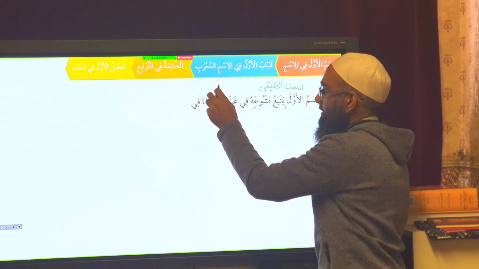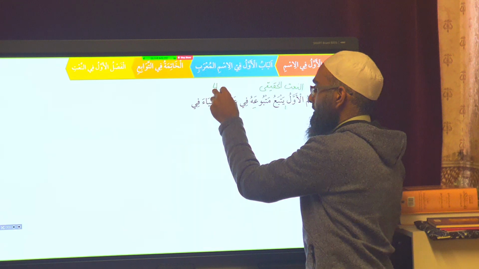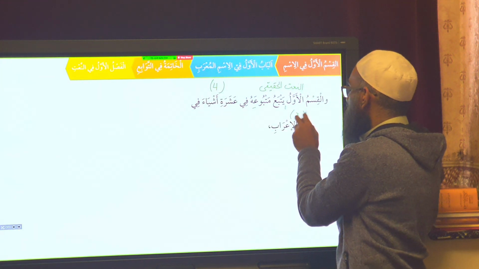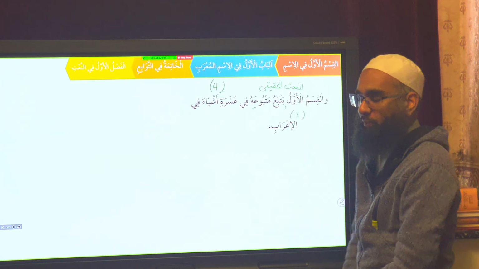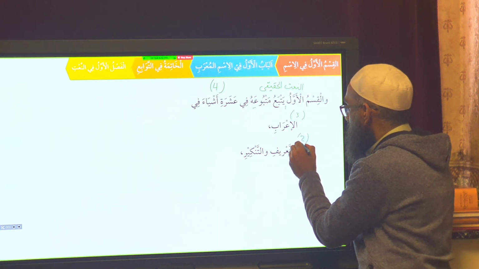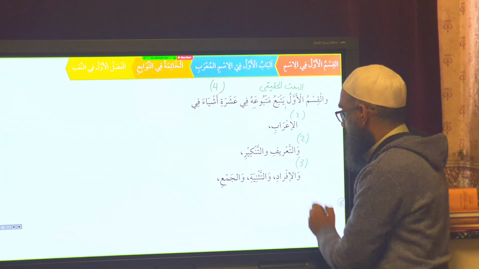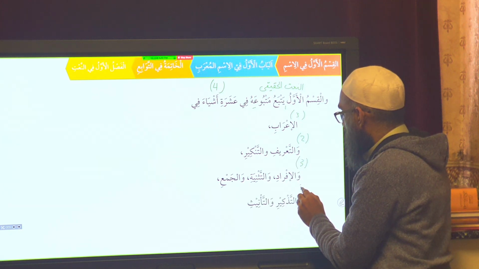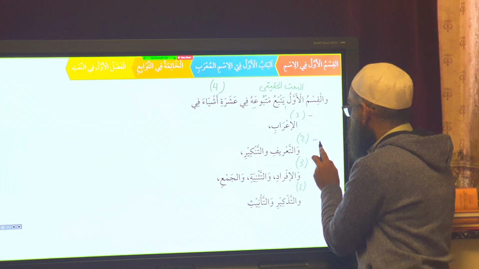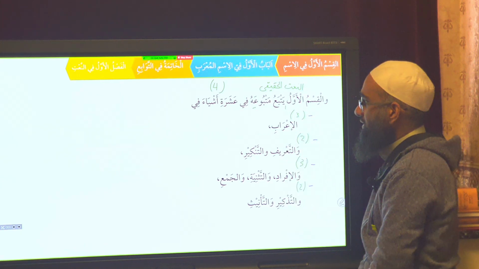Not in 10 things, but a total of 10 things have to be analyzed, and from there 4 things. Fil i'rab, that's 3. Meaning, in one of 3, that na'at will follow its matbu'. Wa ta'rif wa tankir, one of these 2. والإفراد والتثنية والجمع, one of these 3. والتذكير والتأنيث, in one of these. So altogether the 4, so 10 things, but 1 from each. So in 4 things they will match, and altogether the things that have to be analyzed are 10 things.